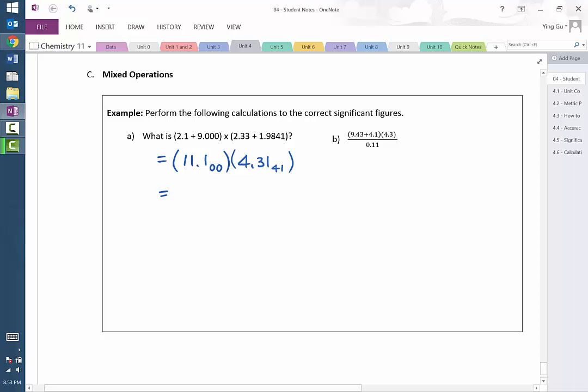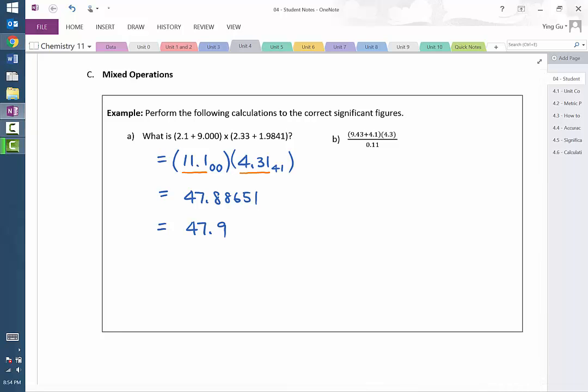Okay? So now I can go 11.100 times 4.3141. Again, I'm punching in that 41 there. And I'm going to get 47.88651. Then I'm going to think about my final answer in significant figures. The first number that I multiplied here has 3 significant figures. The second number I multiplied has 3 significant figures, which means in my final answer, I need to have 3 significant figures. And so it's going to be 47.9.